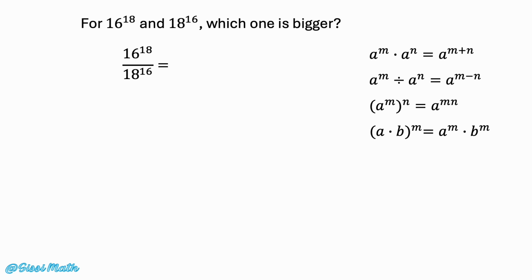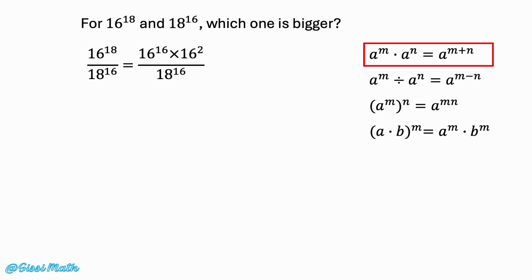So for this fraction, how can we use the exponential operations to get the result, whether this fraction will be larger than, equal to, or lower than 1? The first step we can do is to split the upper part of this fraction. So we use the first formula. We split 16 to the power of 18 into two components. So we have 16 to the power of 16 times 16 squared.